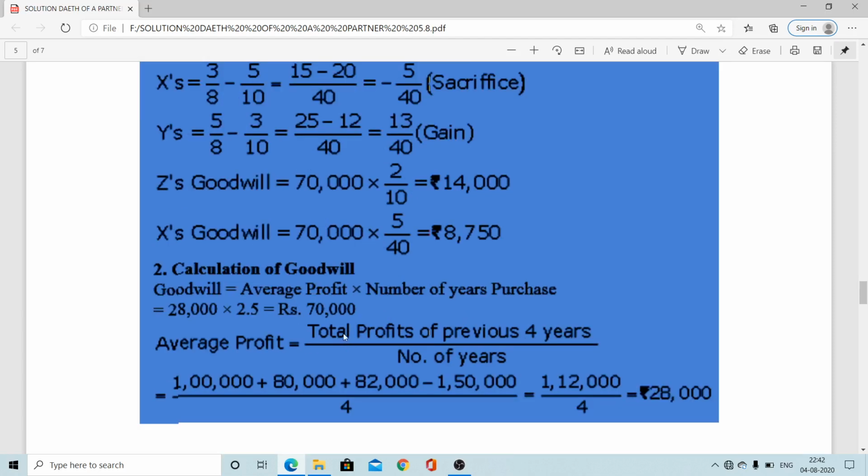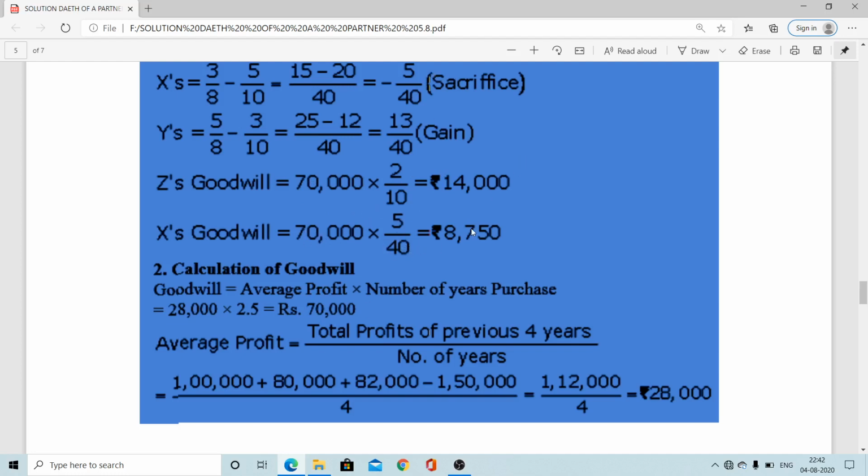First there is the calculation of goodwill: first year, second year, third year, fourth year. In the last year, there is a current year loss, therefore it is a negative figure. After calculating, we got the total 1,12,000, divided by 4, it is coming 28,000. Now the value of goodwill is 2.5 years purchase. So 28,000 into 2.5 years, that is coming 70,000. So out of that 70,000, Z's share we will calculate here, 70 into 2 by 10, that is 14,000, and X's share, that is 5 by 14, that is the sacrificing ratio.